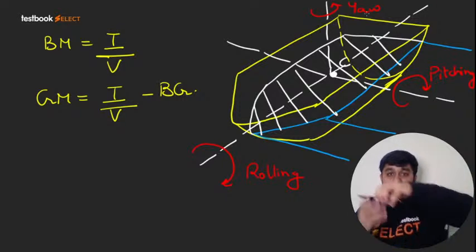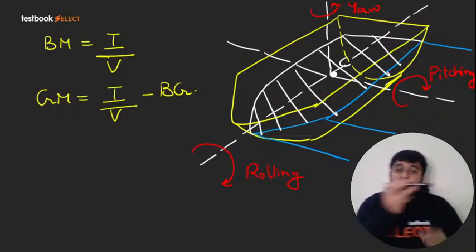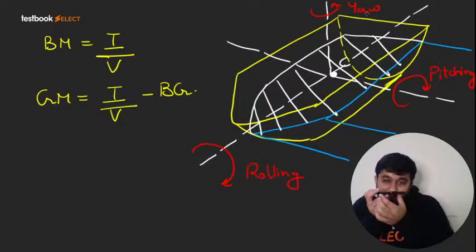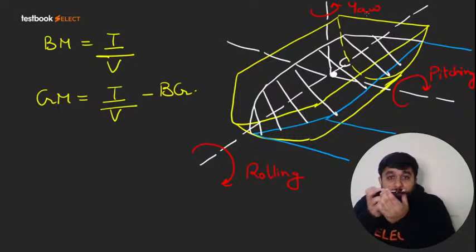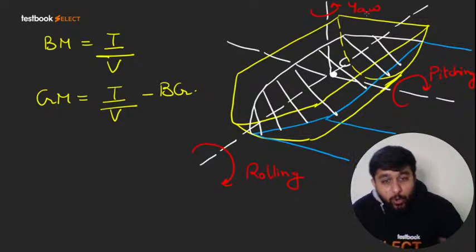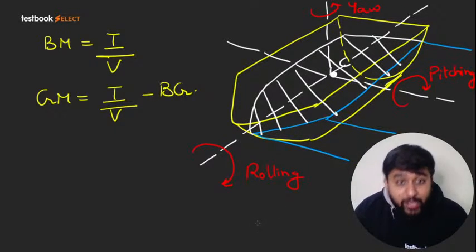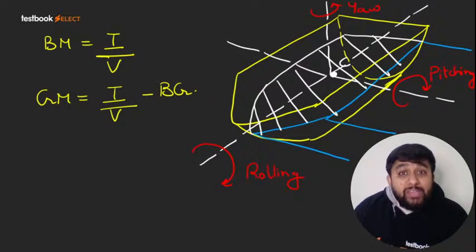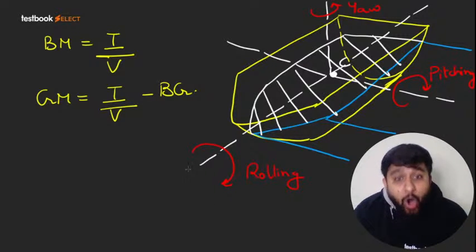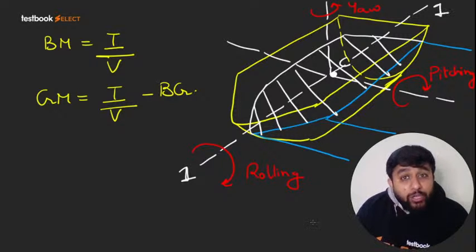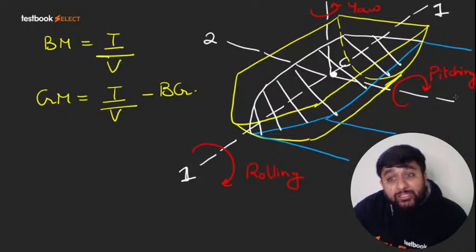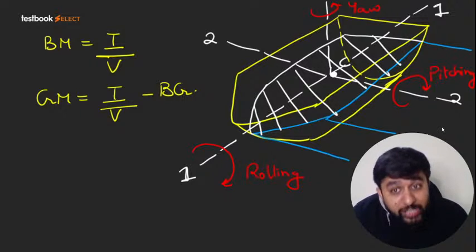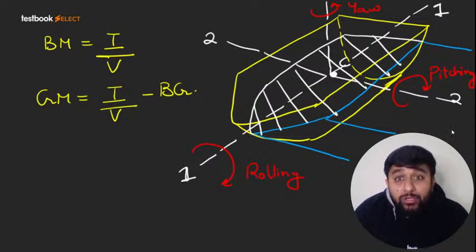So what I am saying, if the ship is moving in this direction, this is called the longitudinal axis. So this is called rolling. And this will be called pitching, and this will be called yawing. Okay. So if you are considering rolling, then I is the moment of inertia of the cross section about the longitudinal axis. If you are talking of pitching, then I is the moment of inertia of the cross section, that is the water plane, about the Z axis.